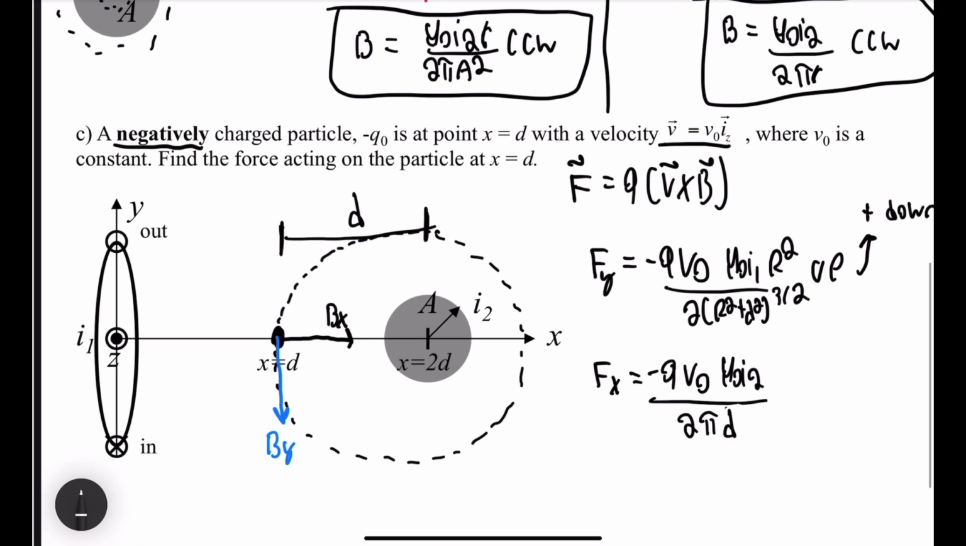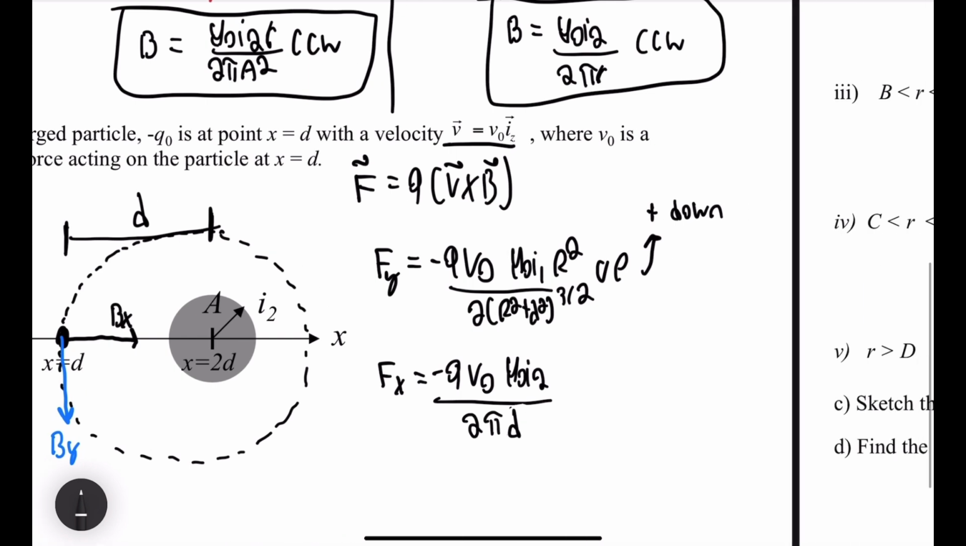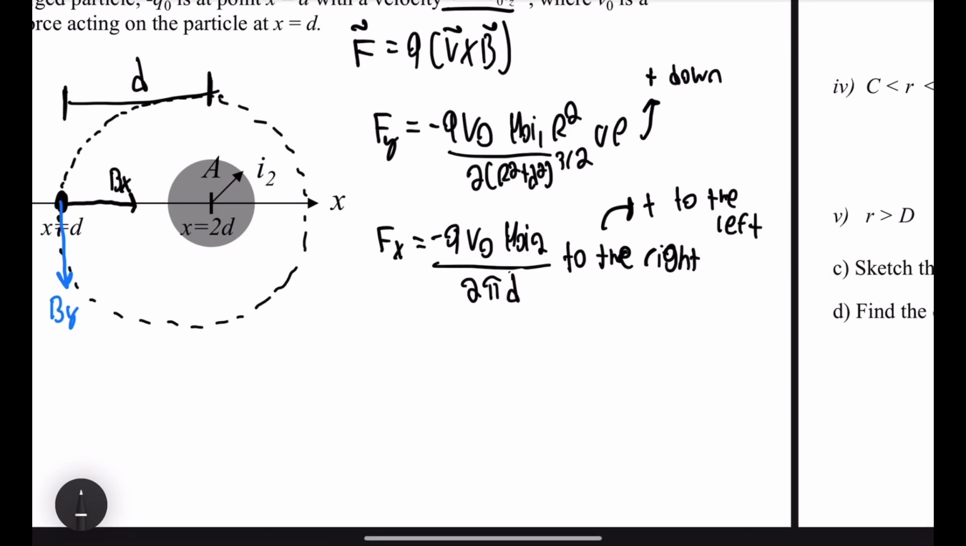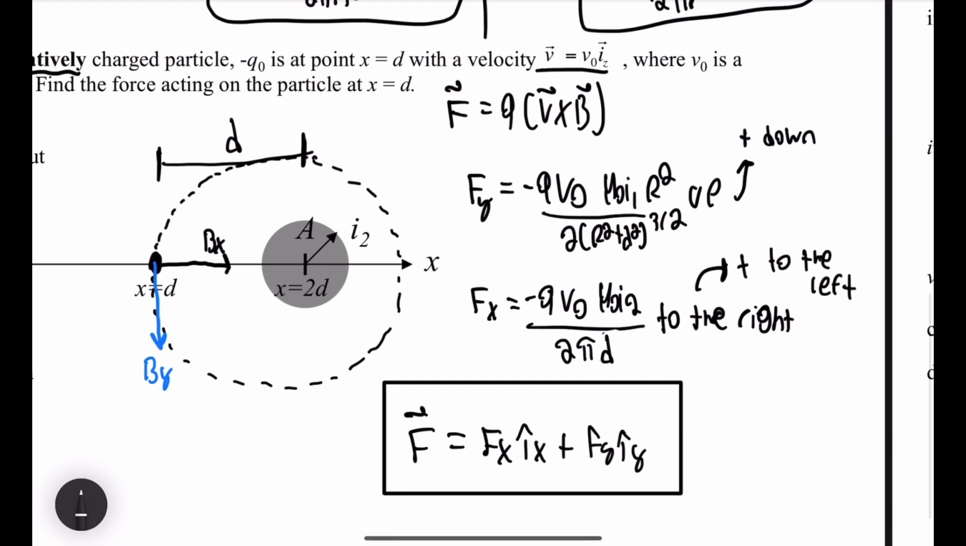And then if I do the cross product, well, velocity is pointing out towards me, right? And if I curl my fingers downwards towards B of Y, I get that it goes to the right. But remember, this is a negative charged particle. So negative to the right is the same thing as positive to the left. And then you can just write that the total force would be F of x i-hat plus F of y j-hat. That's how the answer key had it, so you don't have to rewrite all of that again. The main thing here is remember that you needed to flip your direction of the forces, because it's a negative charge particle.